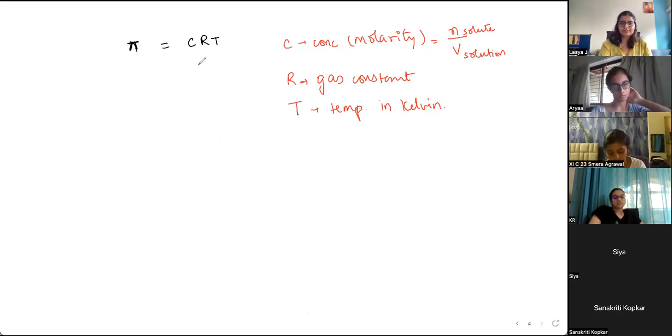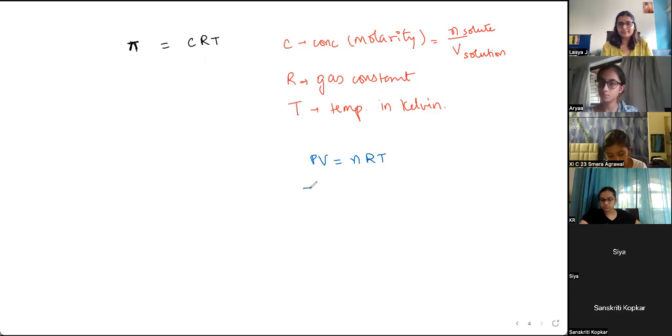Now, here, I want you guys to observe one thing. Dimension wise, you guys remember PV equal to nRT? So let me rearrange this. Pressure equals n by V into RT.